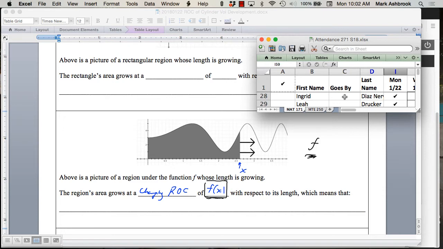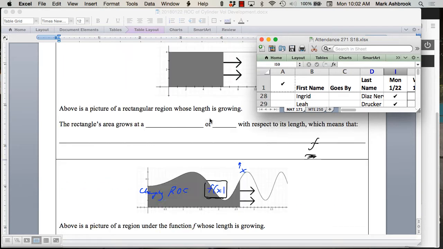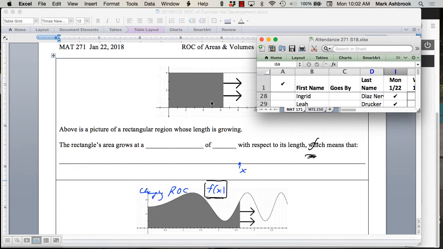This only works if the change is really small, right? The change in x is small. Because what if you take a big change in x? Are you going to get the actual change in area? No, because that rate is changing, right? For a constant rate, it doesn't matter how big or small a change in x you get. You can always say that the change in area will be 4 times the change in x, no matter how big or small your change is.